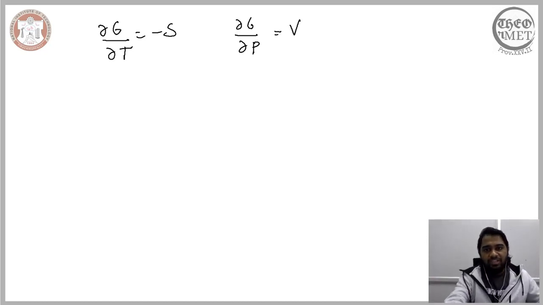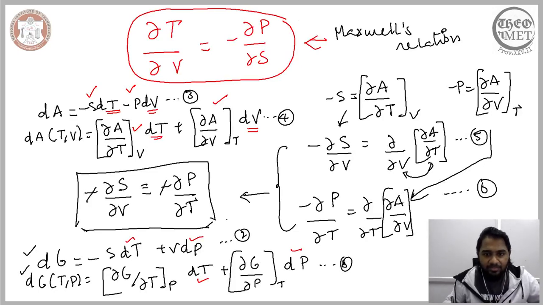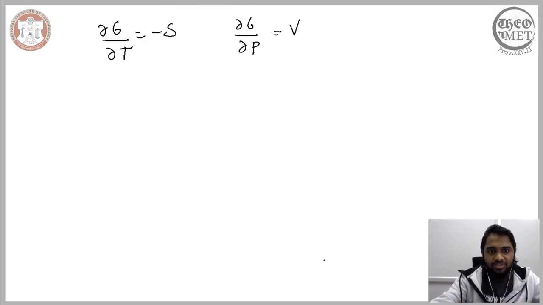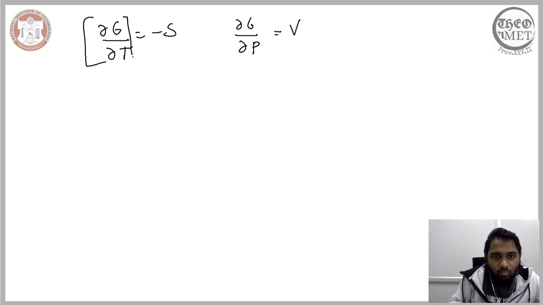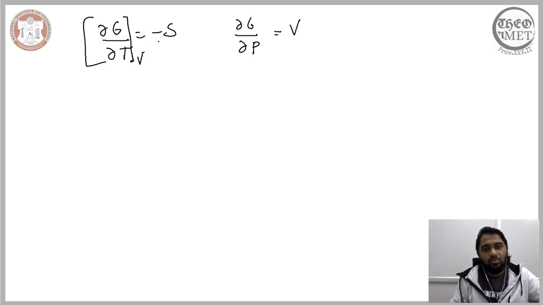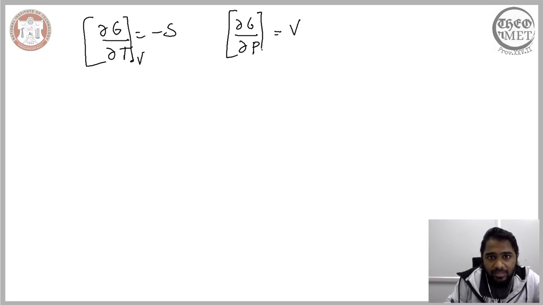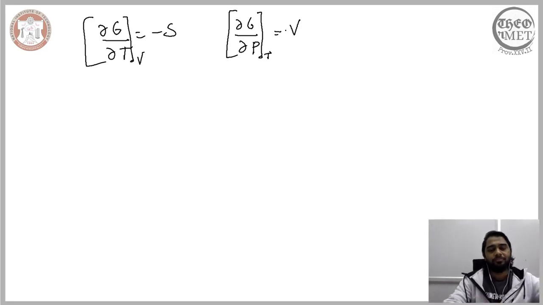So this relation here we have arrived at by considering these two expressions 7 and 8, and from these two expressions we have seen that the change in the Gibbs free energy with respect to temperature, again when the pressure is constant, is equal to the negative of the entropy. Change in Gibbs free energy with respect to pressure when the temperature is constant is equal to volume.